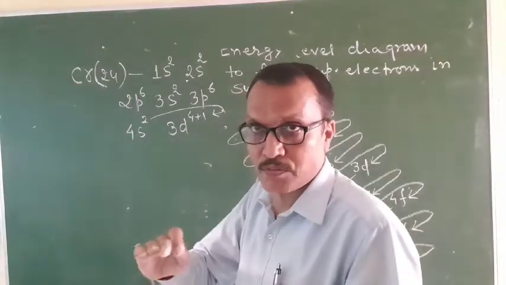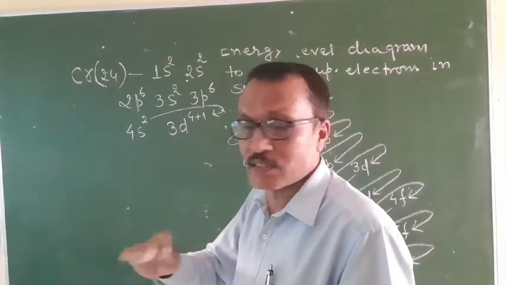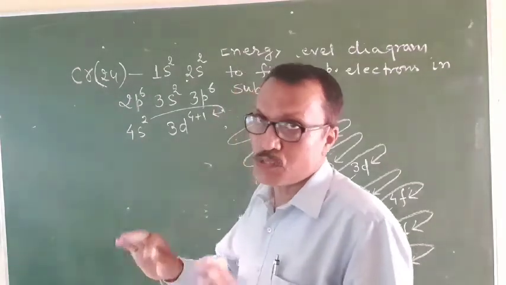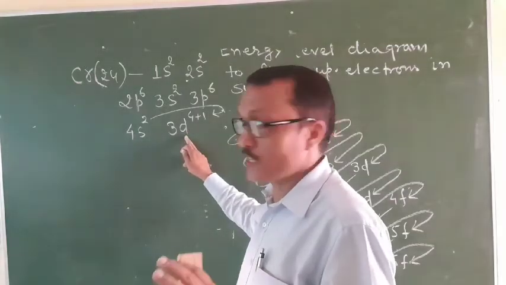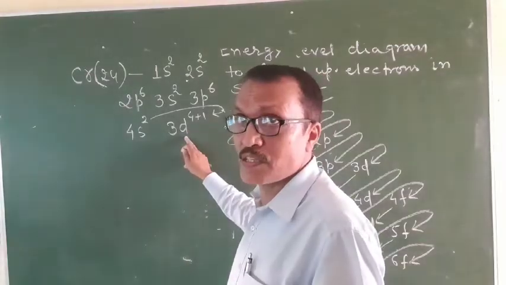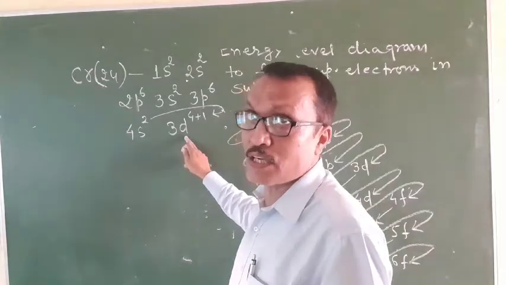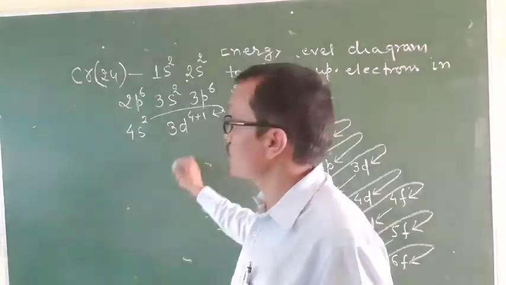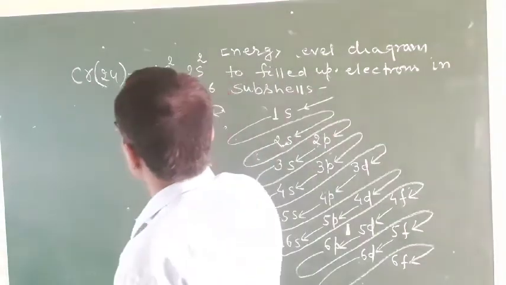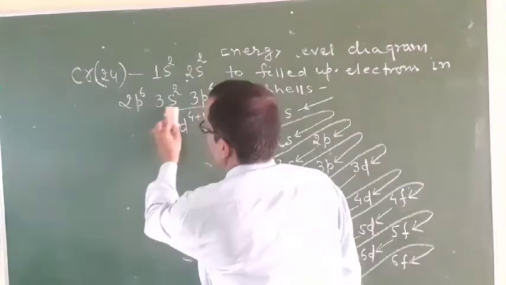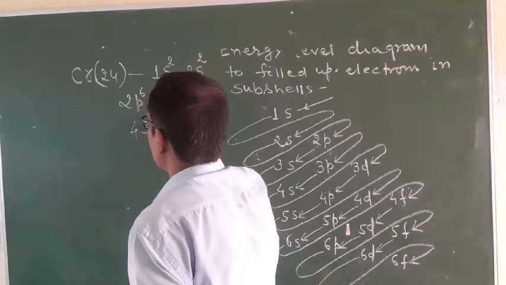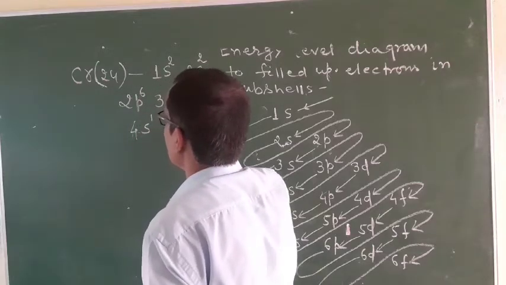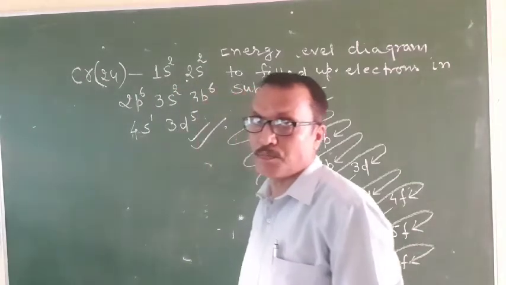4s1 has just half of its capacity, so it is already stable, and 3d by gaining 1 electron from 4s becomes 5 and it also becomes stable. So a stable electronic configuration of chromium is written as 4s1 and 3d5. This is a stable electronic configuration.